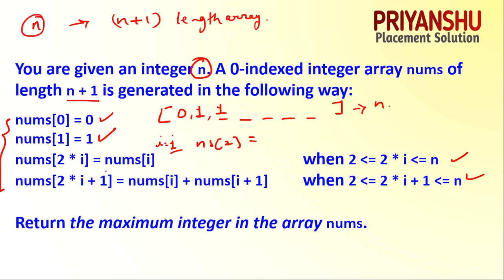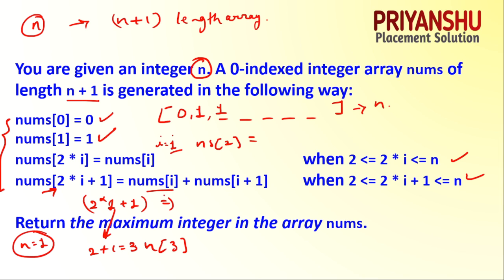Clear? The next thing is, if I put i equal to 1 here as well, then 2 times i plus 1 is 2 plus 1, which is the third index. So we need to find nums of 3, and nums of 3 is nums of i, where i is 1 right now. So this is index 0, this is index 1, and this is index 2.